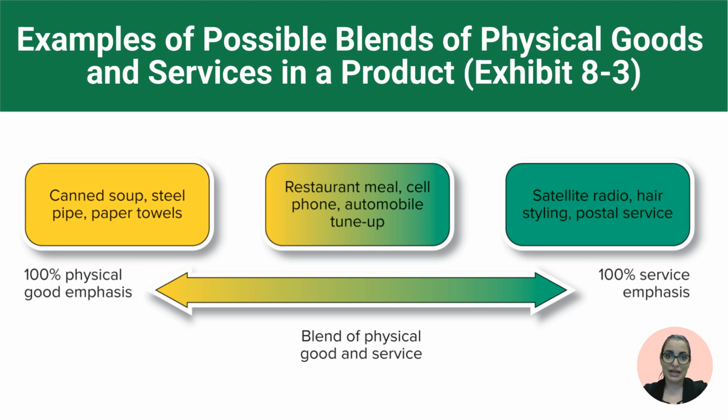For example, a smartphone includes hardware, software, updates, and customer support. A restaurant meal combines food with service and atmosphere, and customers often value the experience as much as the food itself. From a marketing strategy perspective, this blend affects pricing, promotion, distribution, and branding decisions. The key takeaway is that customers evaluate the entire experience, not just the physical product.